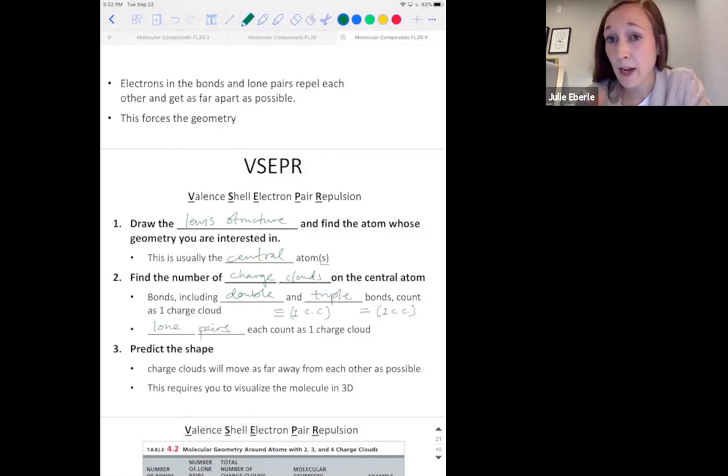And remember, a pair is 2 electrons. So a pair of 2 electrons is 1 charge cloud. All right. Once you have done those 2 things, you're going to predict the shape. And how do we do that?